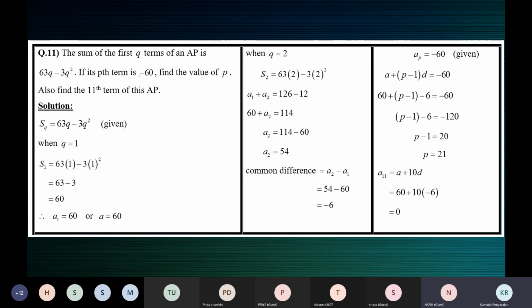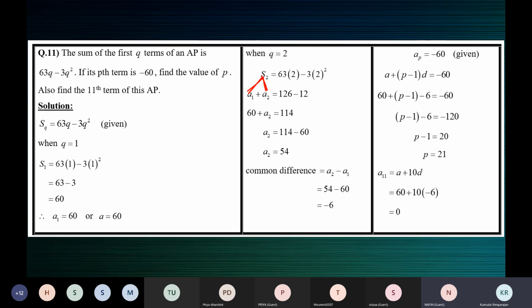Be careful here. When you have S2, immediately change it to a1 plus a2. S2 means a1 plus a2. We don't want S2, S3, we want a1, a2, a3. We don't want S2, S3, S4, we want a1, a2, a3, a4.